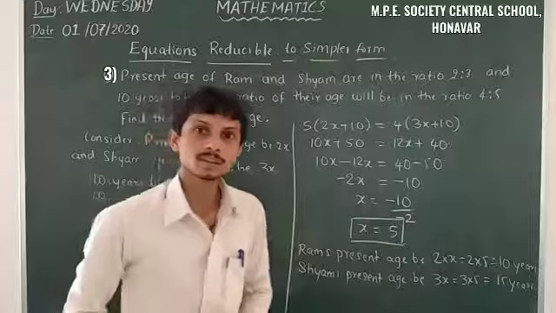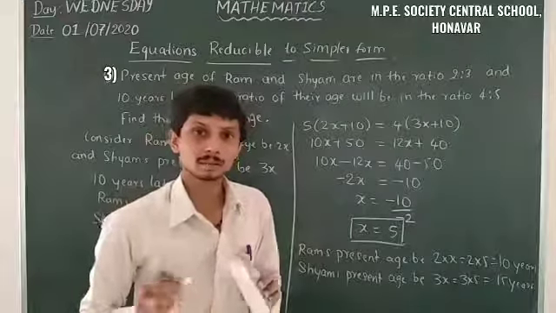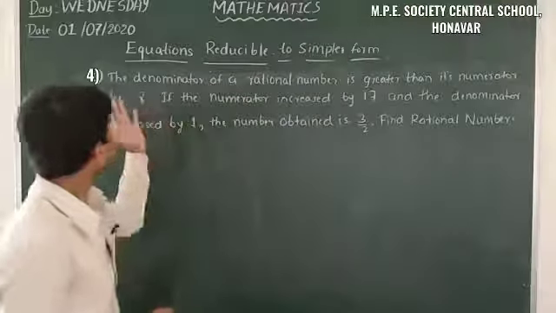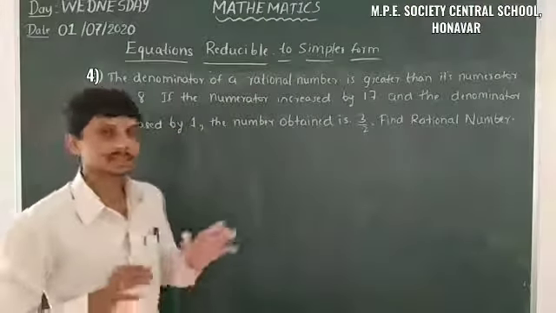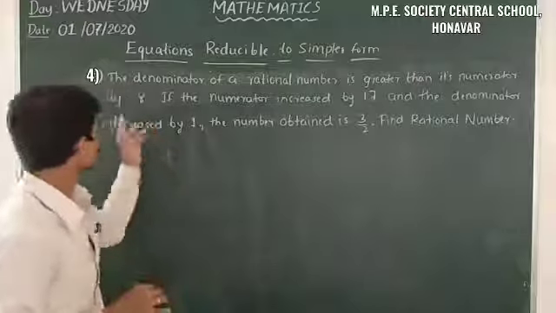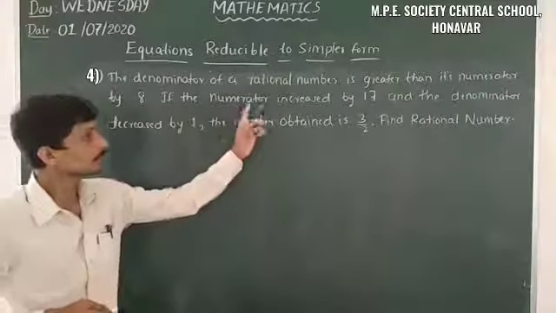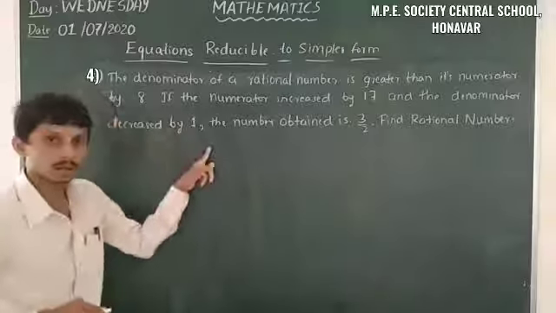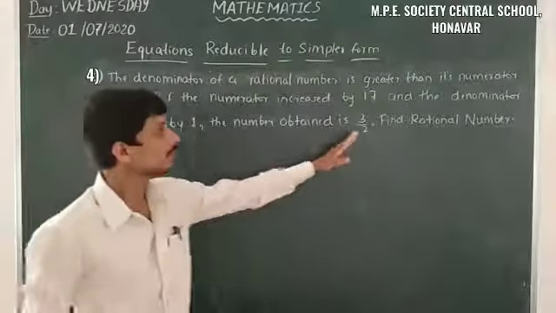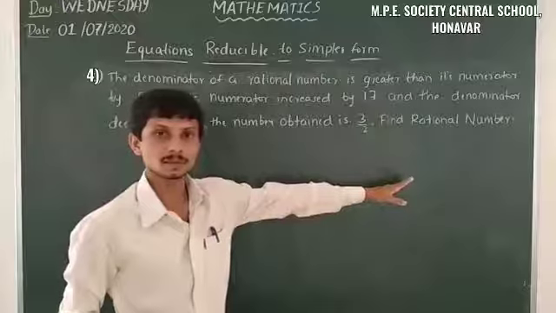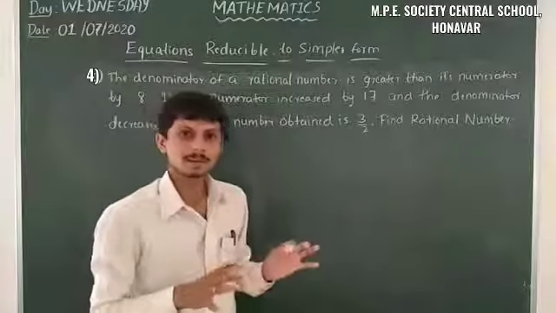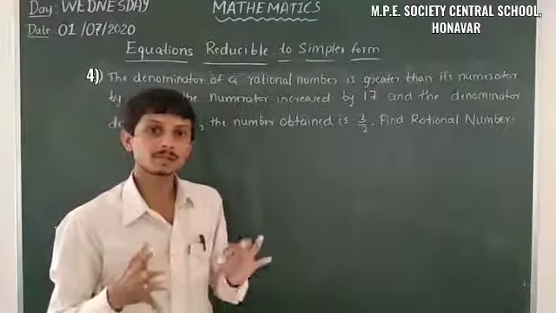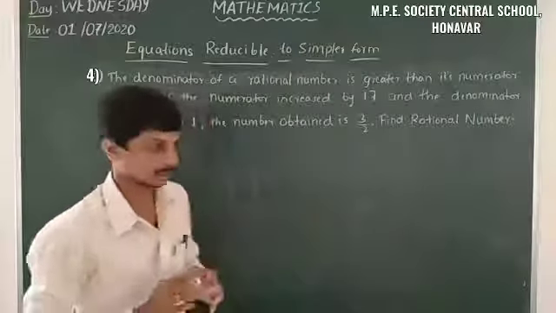So let us go to the next problem. The problem tells us that the denominator of a rational number is greater than its numerator by 8. If the numerator is increased by 17 and the denominator decreased by 1, the number obtained is 3 by 2. Find the rational number. In this type of problem, we have to take the statements part by part, and then convert them into linear equations.